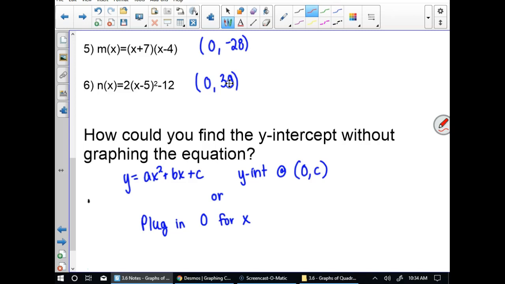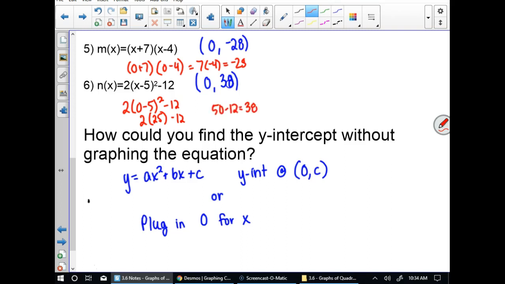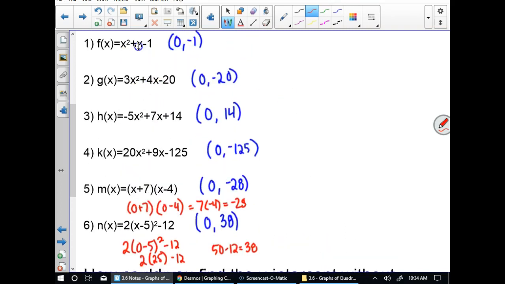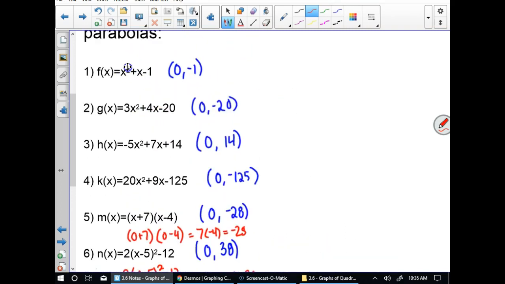So rather than having to multiply the whole thing out, I could just do 0 plus 7 times 0 minus 4, which is 7 times negative 4, which is negative 28, right? Or on this one, I could do 2 times 0 minus 5 squared minus 12. So that would be 2 times negative 5 squared, which would be 25 minus 12. So I get 50 minus 12, which is 38. So if you plug in 0 for your x, it will give you your y-intercept as well. And the same thing's true up here, because if you plug in 0, like in number 1, 0 squared is 0, x plus 0 minus 1. So whenever you do that, the only thing that's left is that last number there.